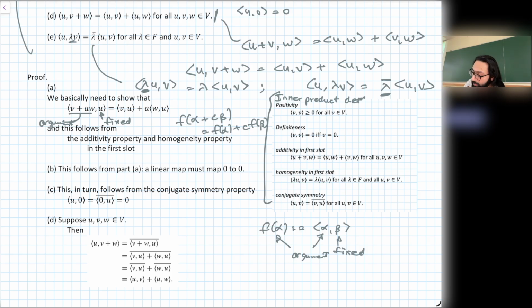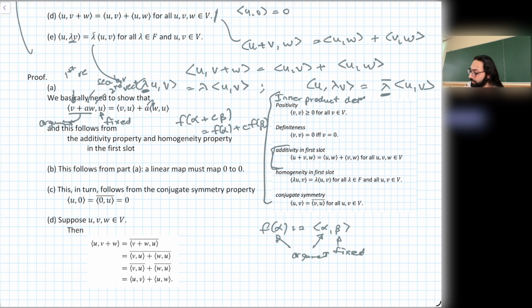So B is the first vector, A is the scalar. So this is the first vector, this is the scalar, and this is the second vector, correct? So now we can use this property, this additivity in the first slot. We use additivity, and this A will still be inside when you use the additivity property. And then which property do we use to get A outside?